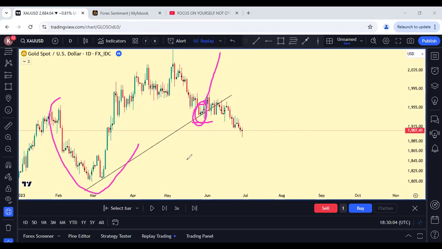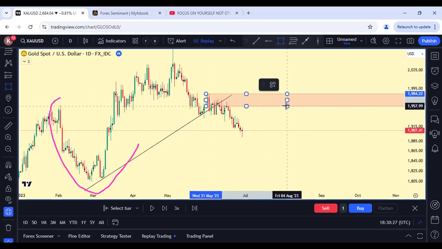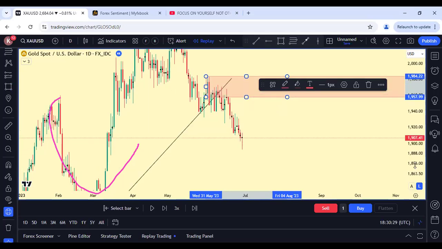So the institutions removed the trend line and sweep you out of your trade. So right here, immediately this trend line breaks, we have a zone. And where is the zone? We have the zone right here.